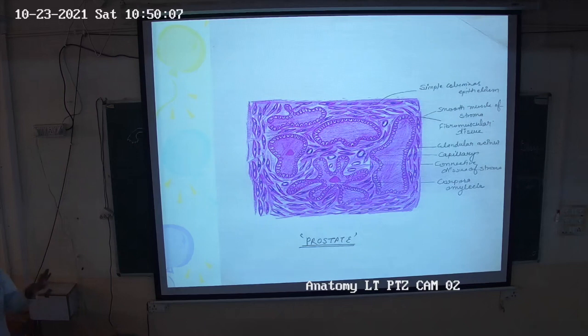As you can see, they have numerous glandular parts in the form of follicles, and the connective tissue part has a fibromuscular part having fibers, collagen, elastic fibers, and smooth muscle cell fibers. Here in the center, as you can see, there is a calcification in the secretion part, which is known as corpora amylacea. Okay. The epithelium here that is visible is simple columnar epithelium.